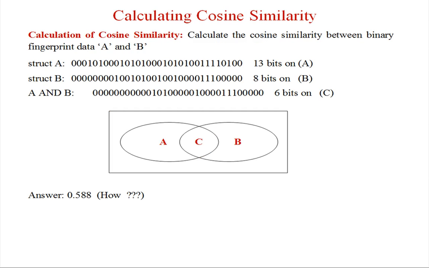Calculating cosine similarity. For example, suppose we have two structures, and these are the common bits noted as C. Then what will be the cosine similarity between fingerprinting data A and B? How to calculate?